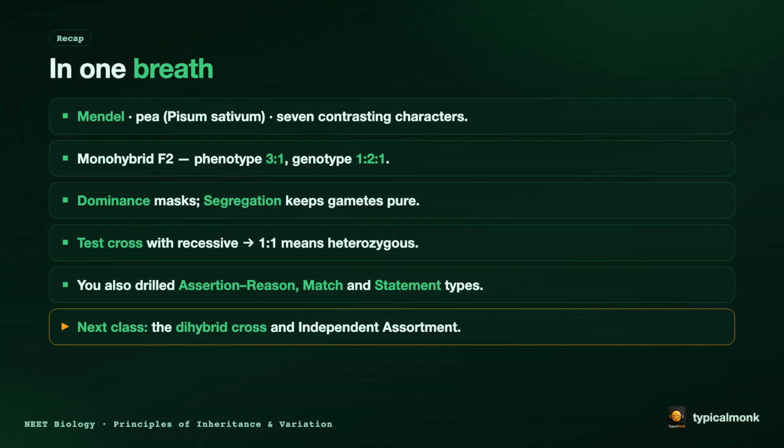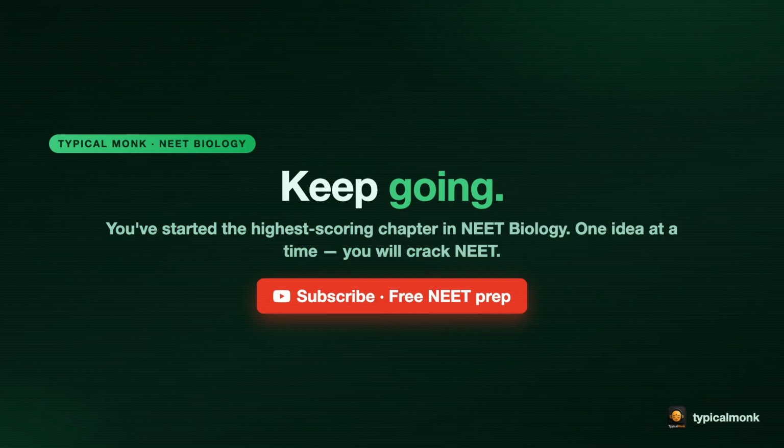In the next class, the dihybrid cross and the law of independent assortment. See you there. You have started the highest scoring chapter in NEET Biology and drilled it the way NEET asks. Be proud, one idea at a time, with a calm mind, and you will crack NEET.